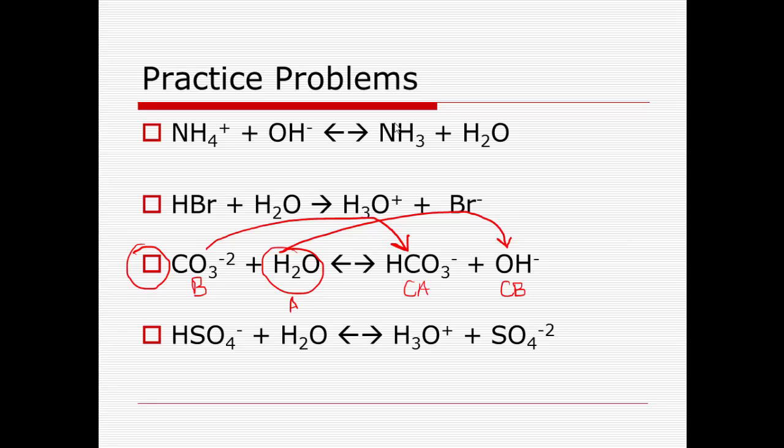Let's do one more. Let's look at this one down here, okay? HSO4-, what's it turning into? HSO4- is turning into SO4 2- by losing a hydrogen. Who loses hydrogens? Acids. Acid turns into the conjugate base. And then water is turning into H3O+. It's gaining a hydrogen. Who gains hydrogens? Bases do. And the base turns into the conjugate acid, okay?